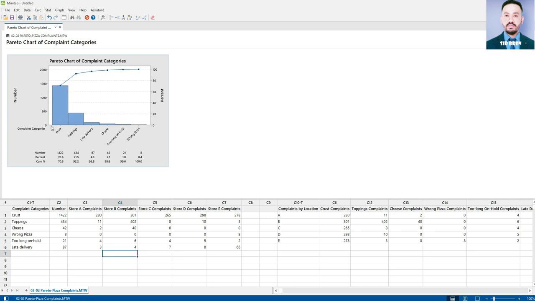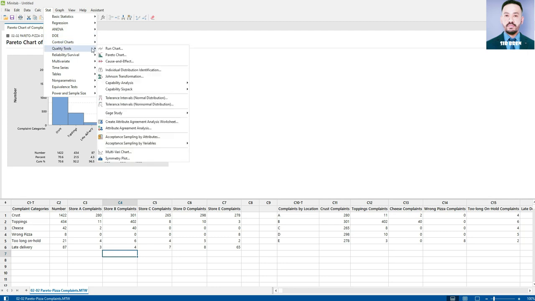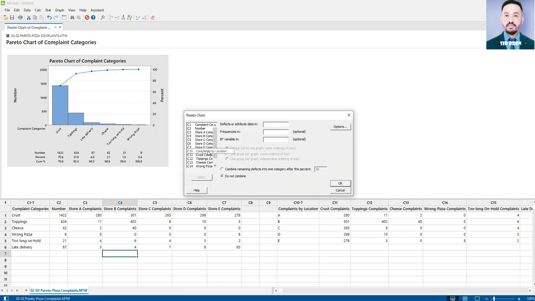Since crust is the biggest problem that needs to be addressed, the next question is, in which branch location does this problem occur? Again, we create another Pareto chart, but now we concentrate on crust complaints per location. Go to Stat, Quality Tools, and Pareto Chart. Now, we go to complaints by location, double click, Frequencies in, crust complaints, double click, Do Not Combine, and OK.